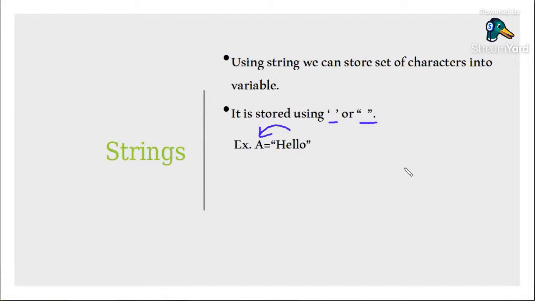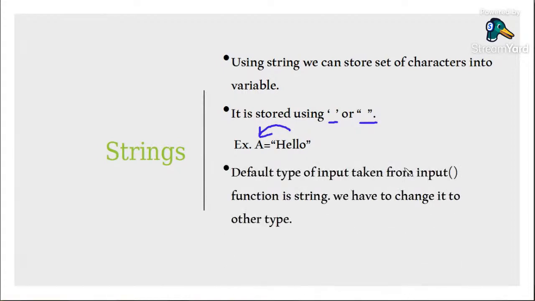Now string will have different characteristics, and we'll see what they are. Generally string is called immutable. Why is it called immutable? Because you can access the letters. If suppose H you can access, E you can access, LL you can access, but you cannot modify it. So that is why string becomes immutable.